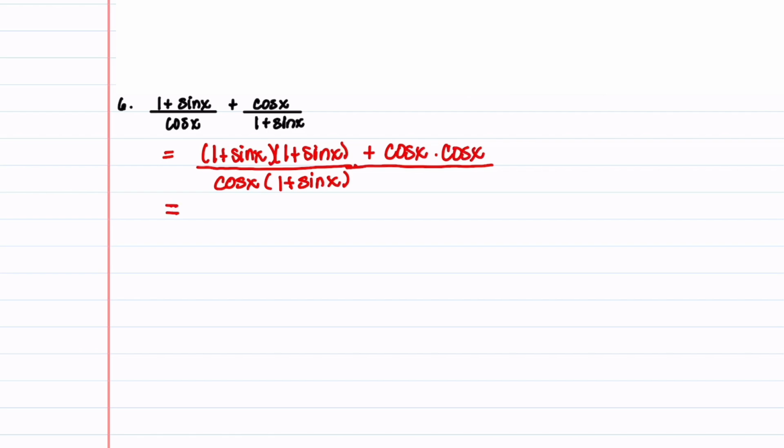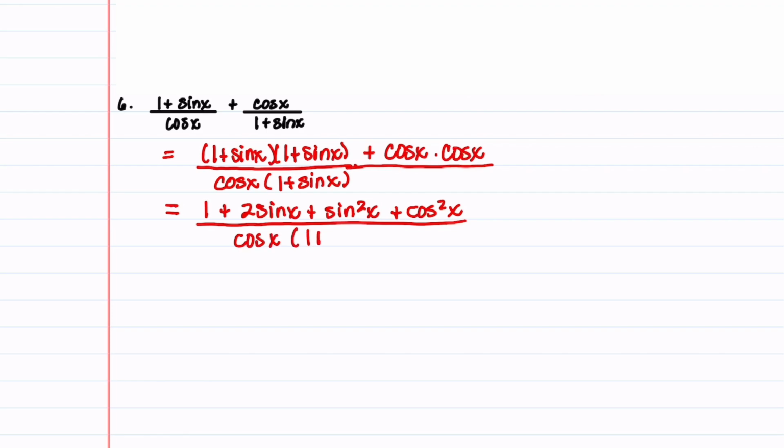Let's then multiply these terms out. We have a 1 plus 2 sine x plus sine squared x plus cosine squared x. Already we can see something good there with the sine squared plus the cosine squared. And on the bottom, we just recopy what we have: cosine x times 1 plus sine x.